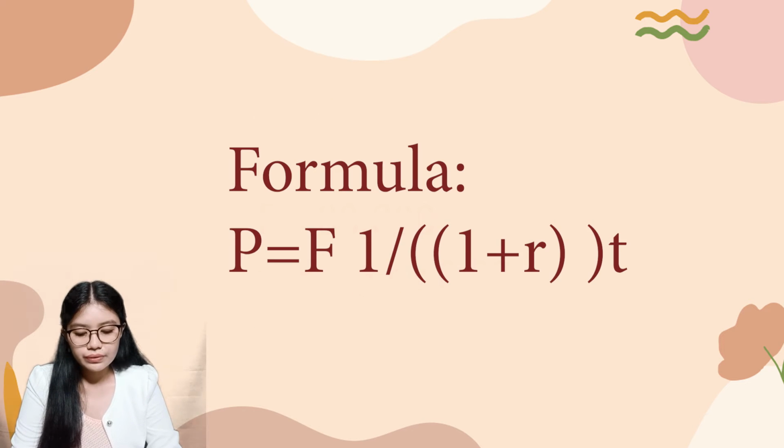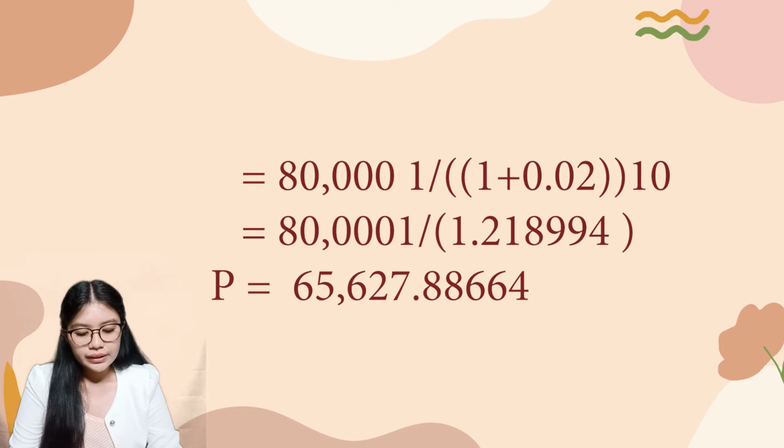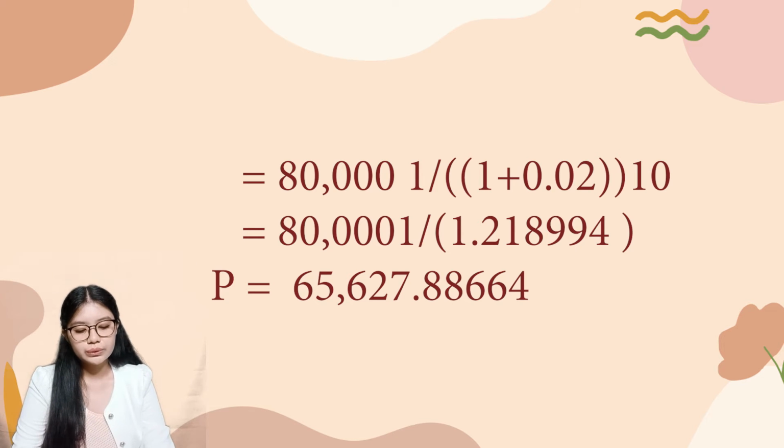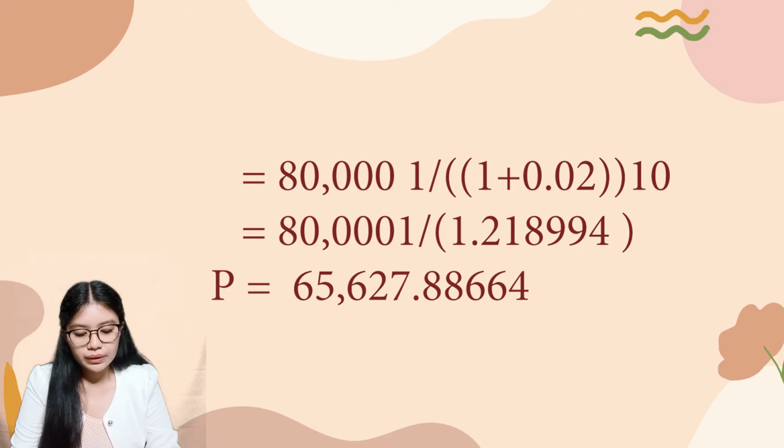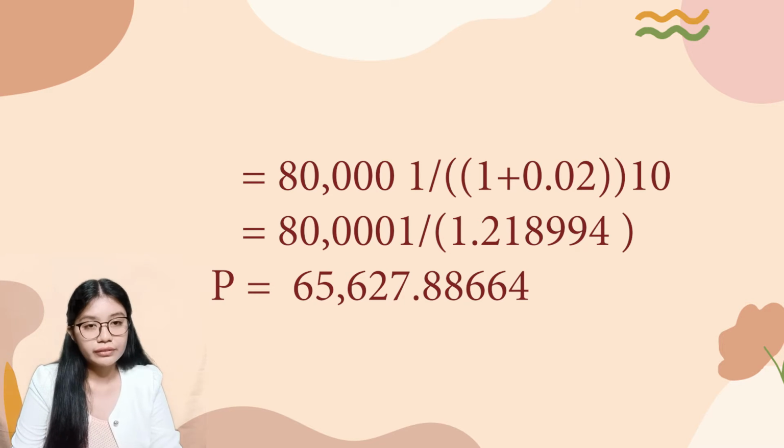Here is the formula for finding the present value at compound interest. P is equals to F multiplied by 1 over 1 plus R to the power of T. It is equals to 80,000 multiplied by 1 over 1 plus 0.02 to the power of 10 equals 80,000 multiplied by 1 over 1.218994, and P is equals to 65,627.8866 and 4.